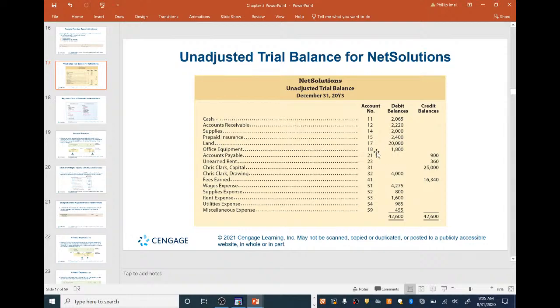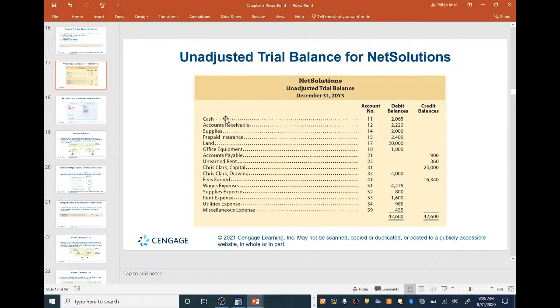Those are all debit balances. Next, we have liabilities. Remember, accounts payable and unearned rent are the two components of liabilities now. Those are credits, right? Next, we have equity, the capital and the drawing. The capital is the credit, the drawing is a debit balance, remember? And we have fees earned, which is a credit balance. These are income statement accounts now.